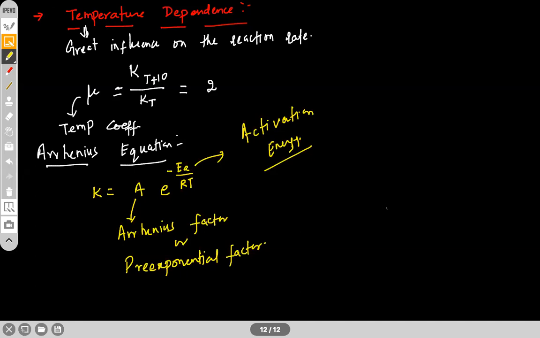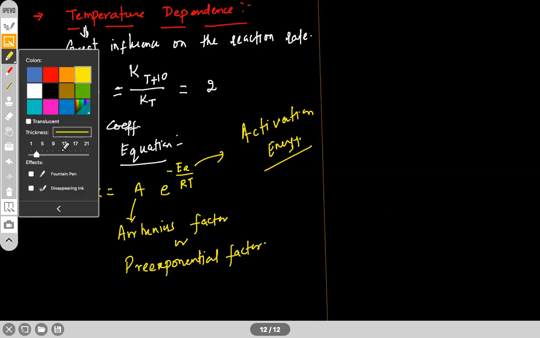Let's see how we can do this. Suppose I am assuming that K1 is the rate constant at temperature T1 and K2 is the rate constant at T2.